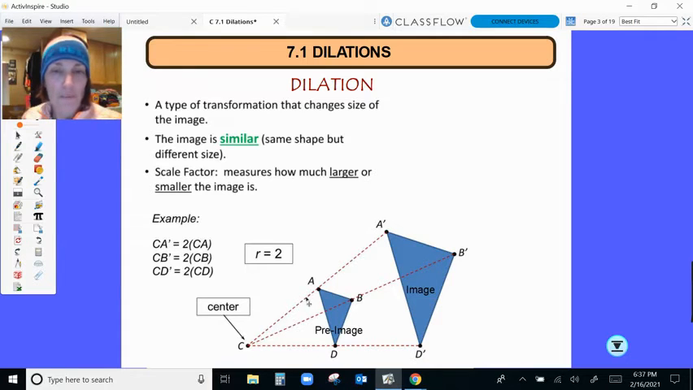So an example here means that my segment CA prime is 2 times bigger than my CA. So my image CD prime is 2 times bigger than my CD. So each of these segments here is 2 times bigger, making the image 2 times bigger. So my scale factor would be 2.